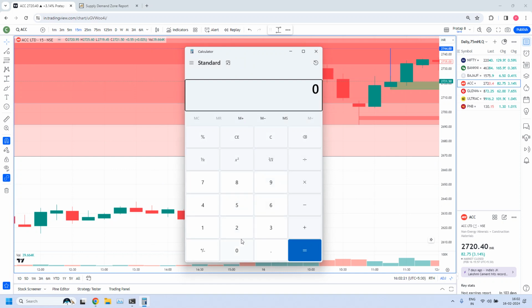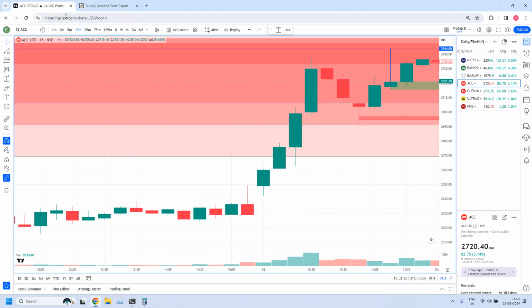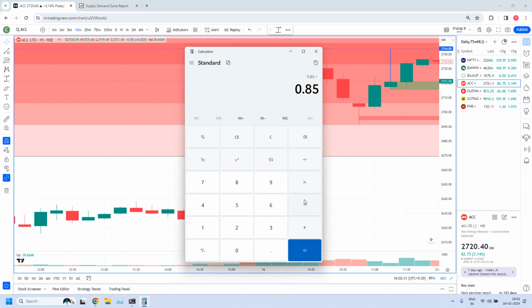Reward is 0.85%, divided by what is our risk? 0.25. We got 3.4, close to 3.5, 1:3.5. So we got an excellent reward. How? By changing the proximal 2 entry to proximal 3.